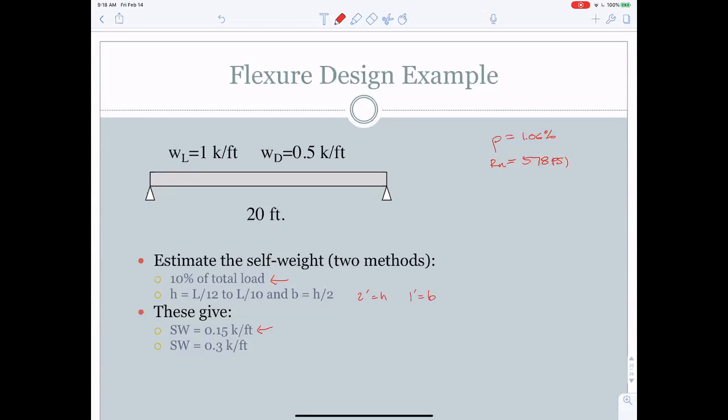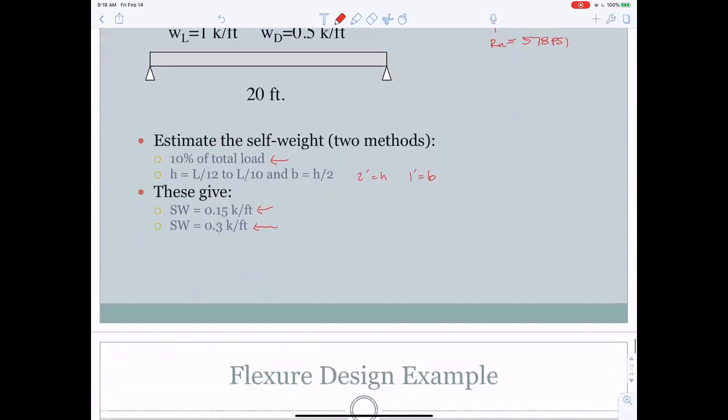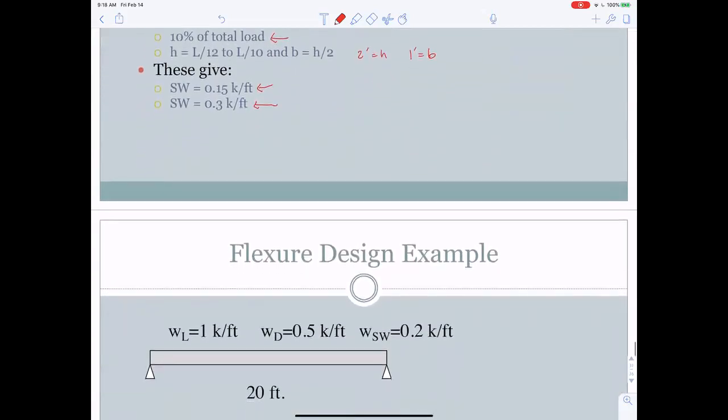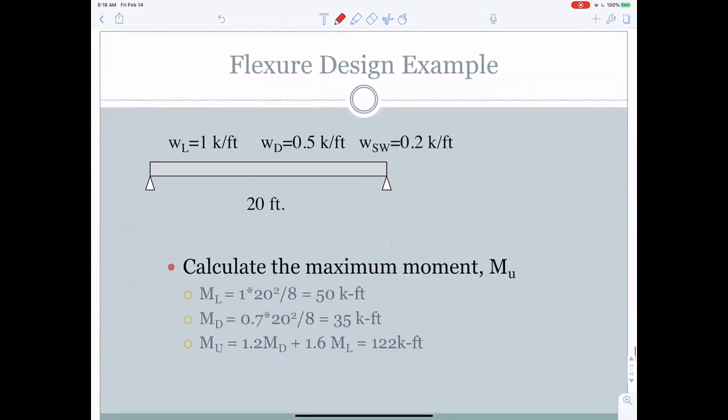And so that's 2 square feet, and concrete is about 150 pounds per cubic feet. So that's an estimate. It's just a guess. It's somewhere between 0.15 and 0.3 kip per foot. You can take 0.2. So 0.2 kip per foot.